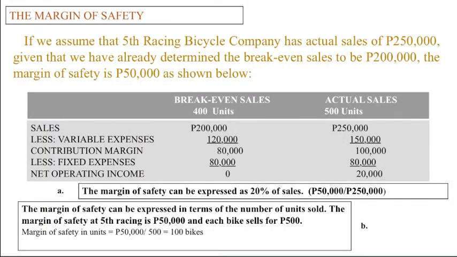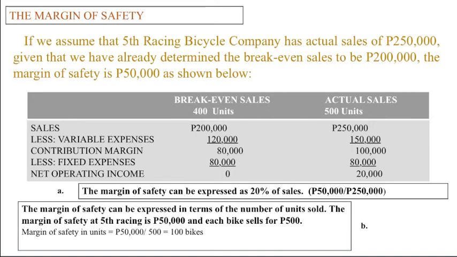The margin of safety. If we assume that Fifth Racing Bicycle Company has actual sales of 250,000 pesos, given that we have already determined the break-even sales to be 200,000 pesos, the margin of safety is 50,000 pesos as shown below.